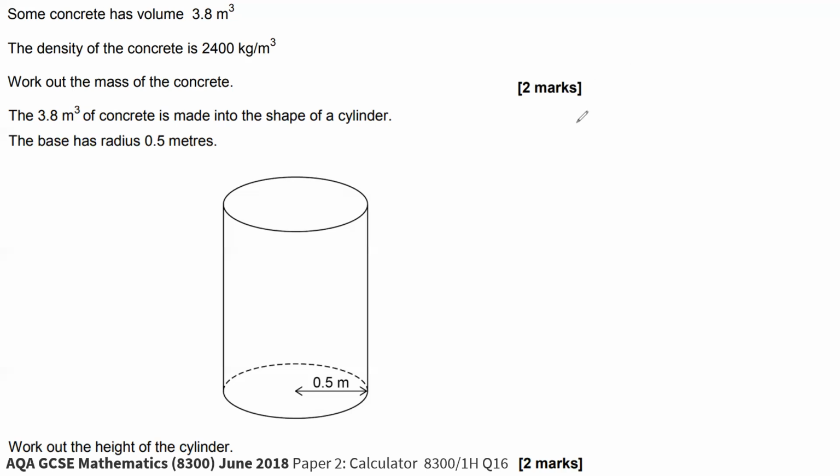Okay, so hopefully you've had a chance to have a think about how you tackle this question. So the first part of the question said that we've got some concrete with a volume of 3.8 meters cubed, and the density of concrete is 2,400 kilograms per meters cubed, and it wants you to work out the mass of the concrete. Now, hopefully from this, you can see that we've got density, volume, and mass.